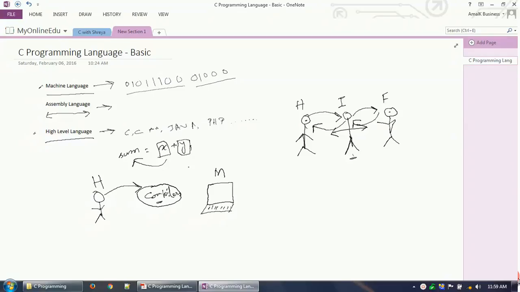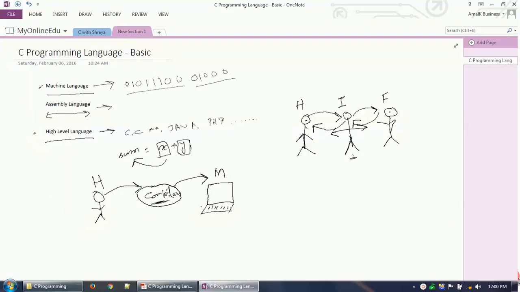For example, C has a compiler. Many companies like Borland, TurboC have provided the compiler software. Once you write that high level language, you put it into the compiler, and then the compiler translates it into your machine language, and this machine language is only understood by the computer. So here is the necessity of the compiler.